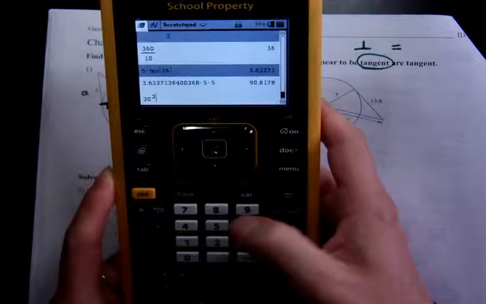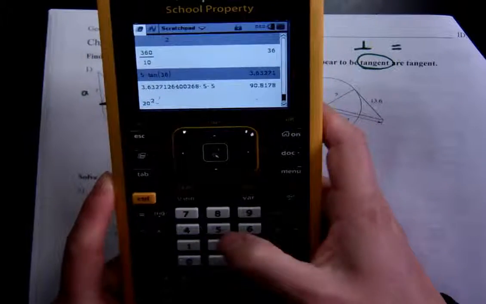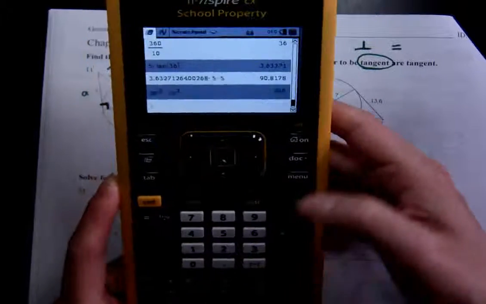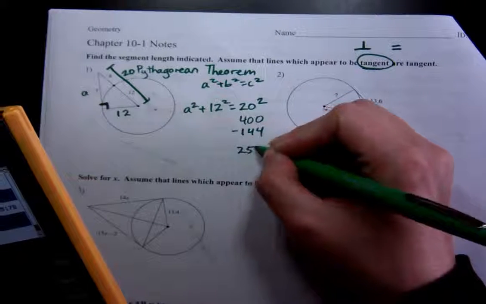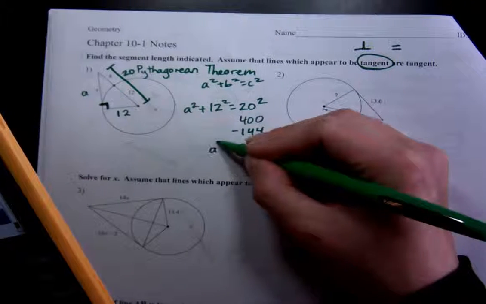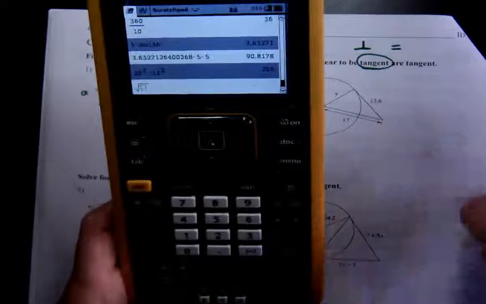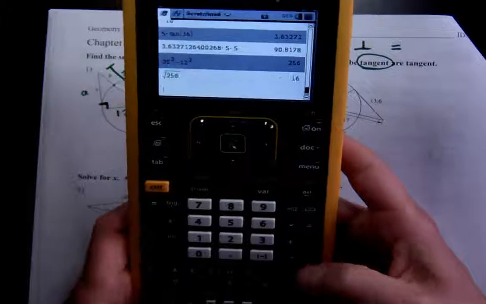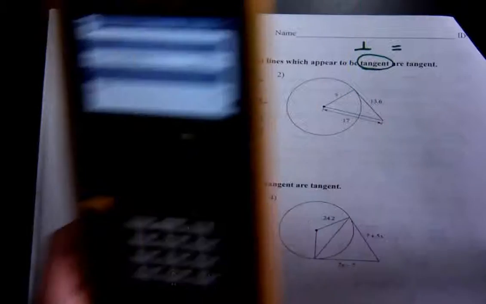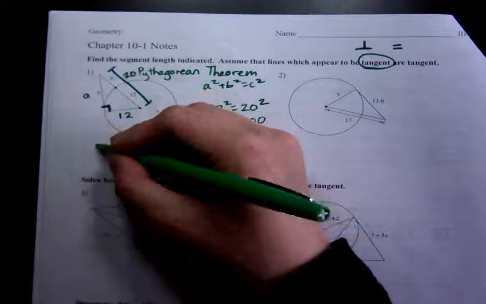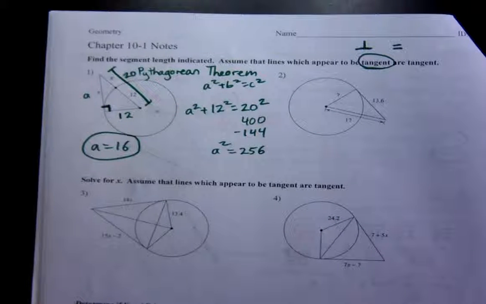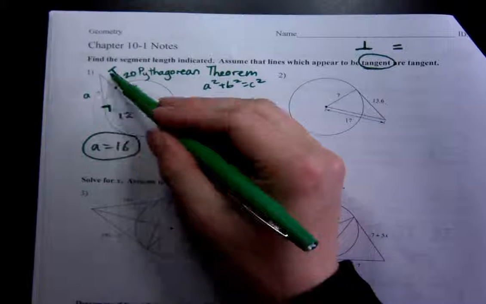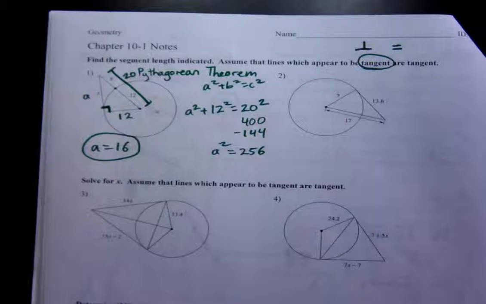You can just enter 20 squared minus 12 squared, and it's 256. Is 256 a perfect square? Yes. And if it isn't, that's when we simplify the radicals down. But it is, so my answer is 16. Now I say, is 16 a logical length for that picture? Yes. If this is 12, that's 16, the whole thing's 20. That's a logical length that fits with the other two sides.